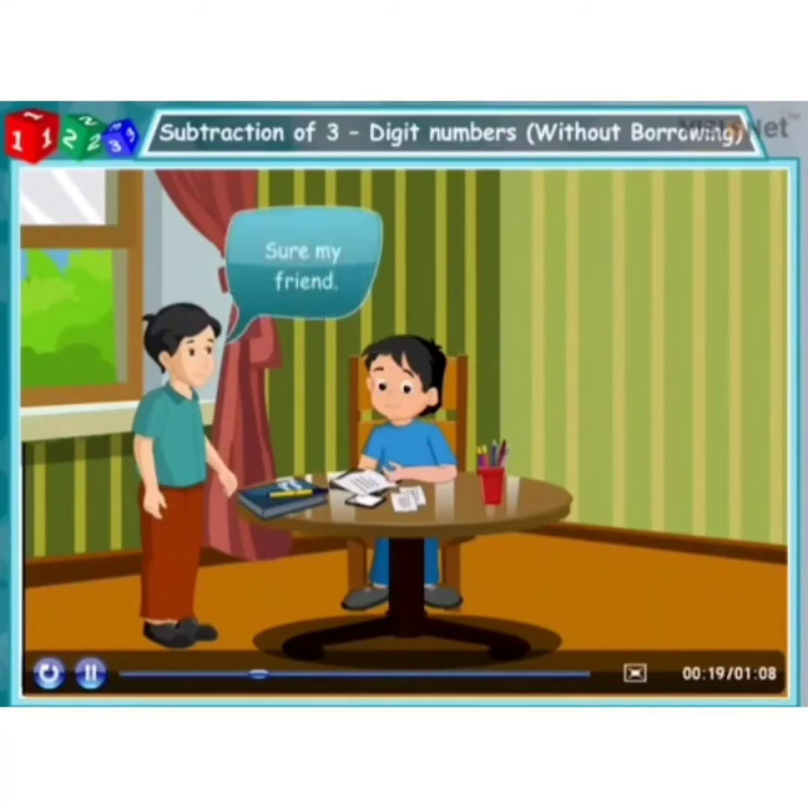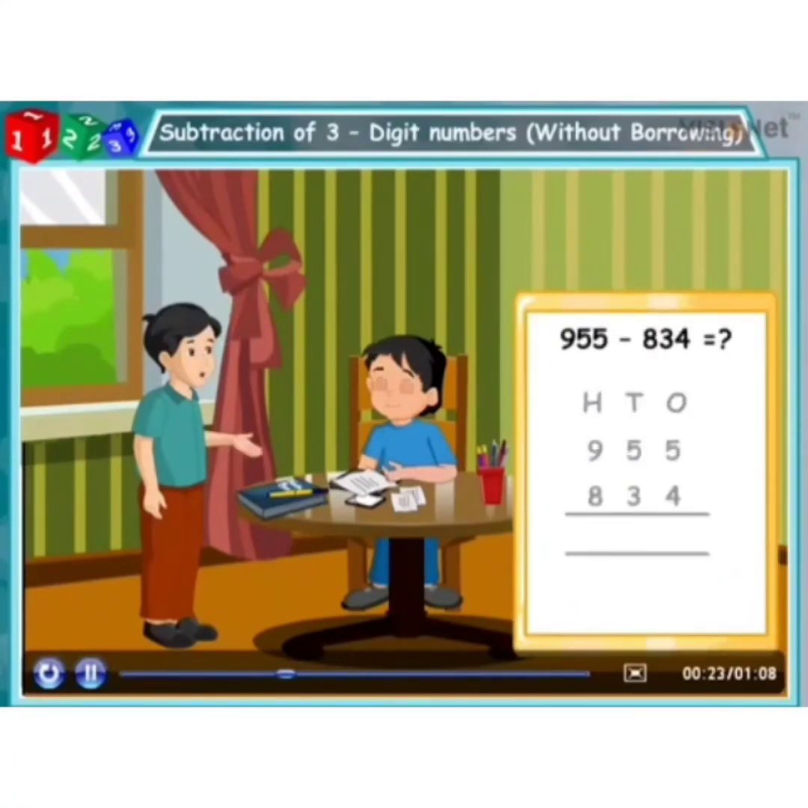Sure, my friend. Look at these two numbers, 955 and 834. We first place one number below the other in the place value table. Now look at 1's place here. We subtract 4 ones from 5 ones and write 1 in 1's place. Now we move on to 10's place. We subtract 3 tens from 5 tens and we get 2 tens. We place it in 10's place.